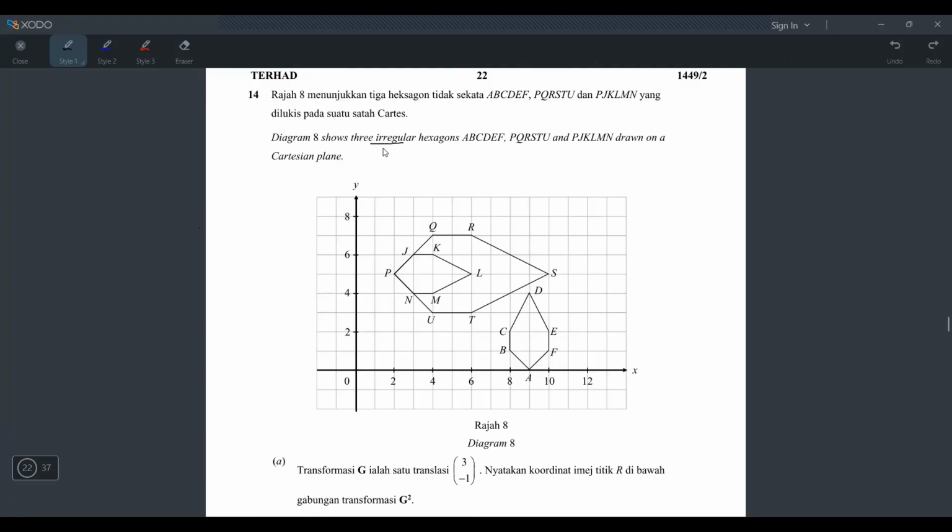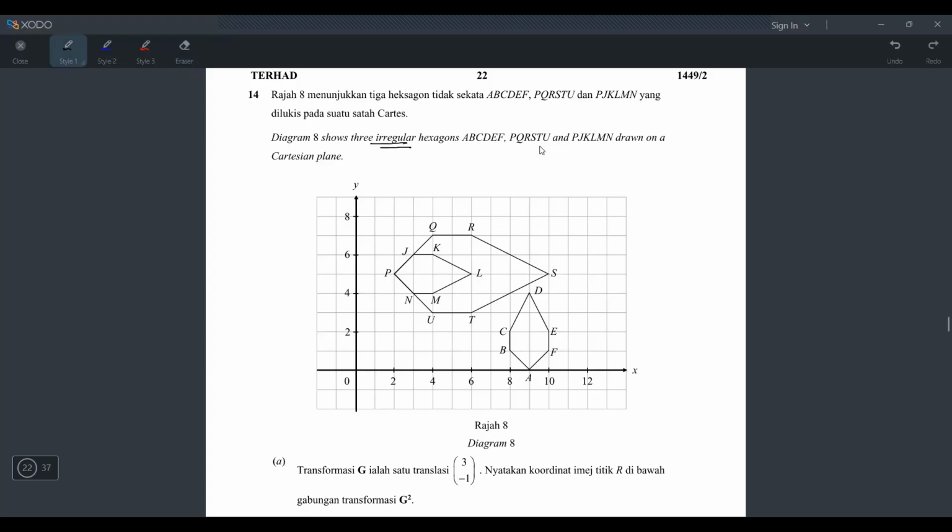Diagram 8 shows 3 irregular polygons. Irregular means they do not have the same sides. If regular, what does it mean? All sides are the same. And you also need to know something: if it's regular, all the angles will be the same. All the interior angles will be the same, because all the sides are the same already. So all the angles are also the same. Okay, let's continue.